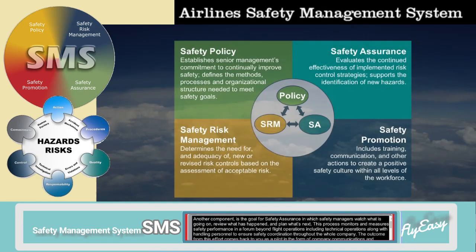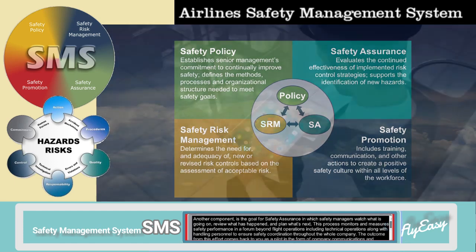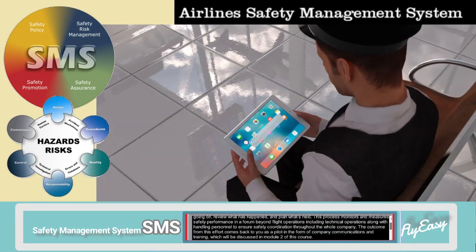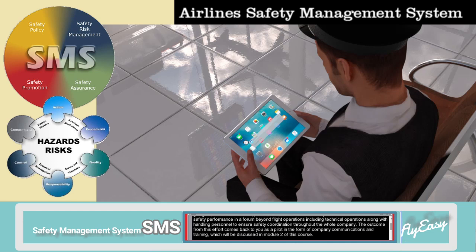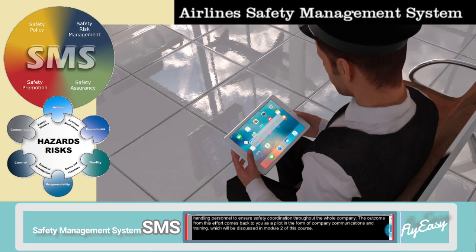Another component is the goal for safety assurance, in which safety managers watch what is going on, review what has happened, and plan what's next. This process monitors and measures safety performance in a forum beyond flight operations, including technical operations, along with handling personnel to ensure safety coordination throughout the whole company. The outcome from this effort comes back to you as a pilot in the form of company communications and training.